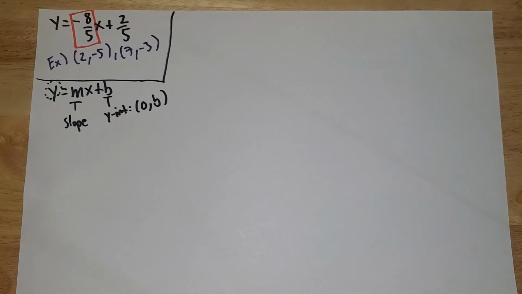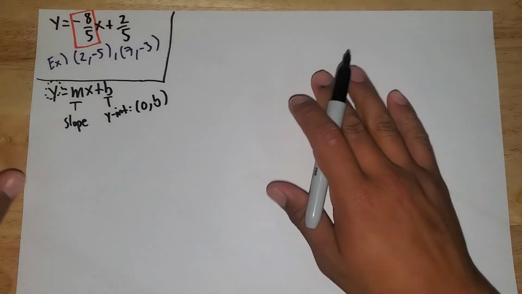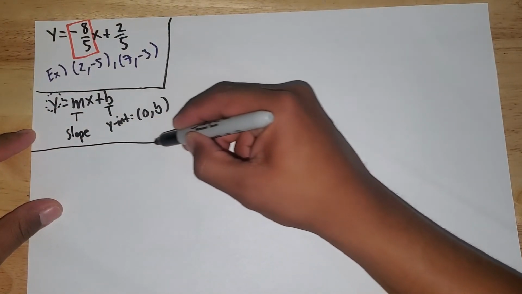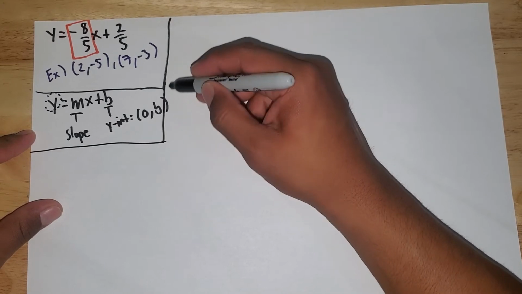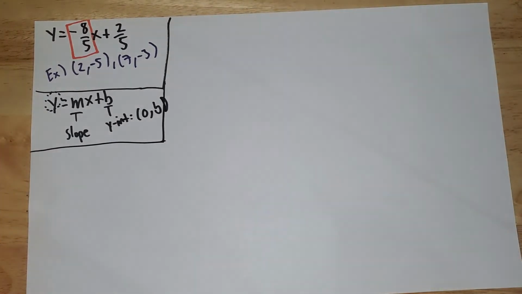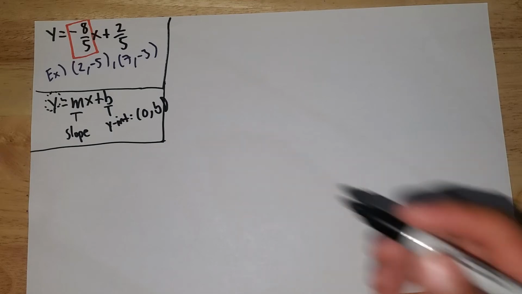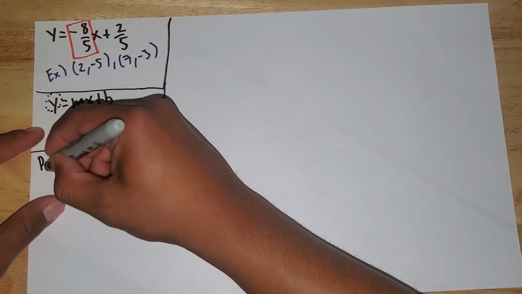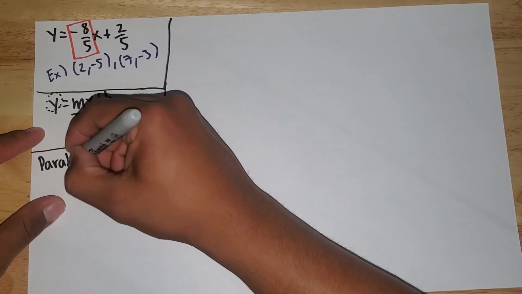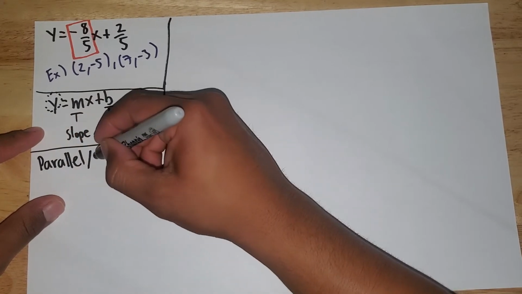But these questions not only give you a whole linear equation plus a point, they also ask a little bit more information than these last couple examples that we looked at. And the little bit extra information has to do with knowing if something is parallel or perpendicular.